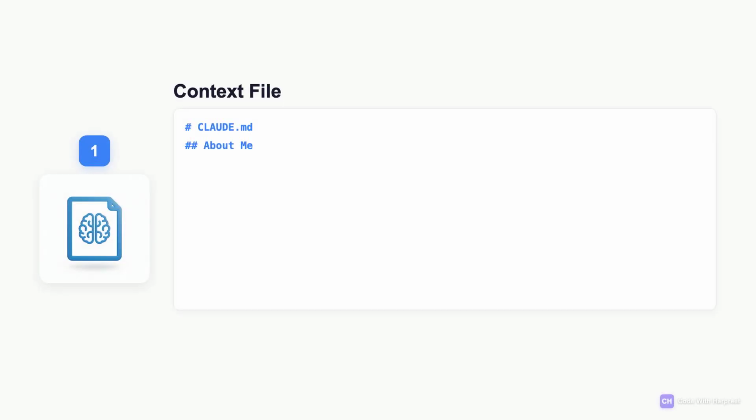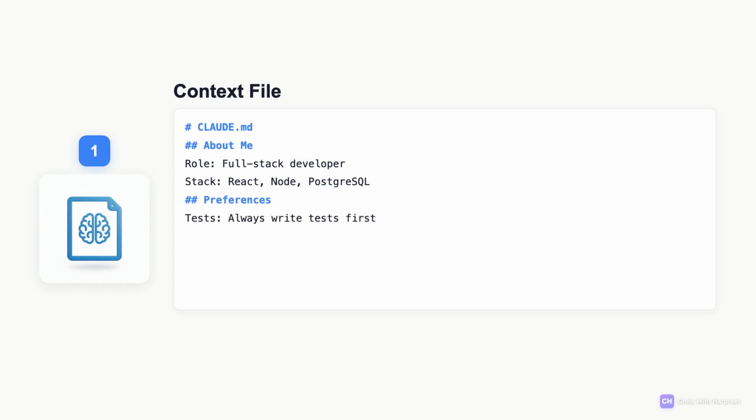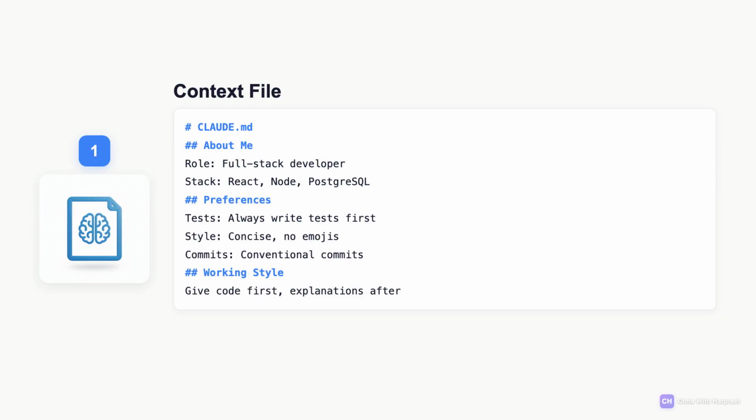Step 1, the context file. Create a file called CLAUDE.md in your project root. This is the single most important file for your agent. Think of it as onboarding a new employee. You would not just say write code and walk away. You would tell them about the project, the tech stack, the coding style, and the team preferences. Your CLAUDE.md does the same thing.